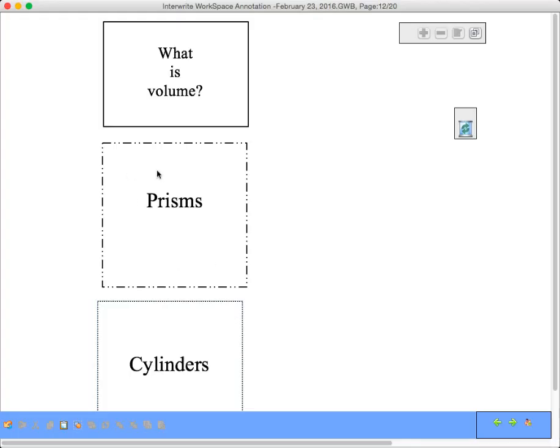of a prism. And that formula is, volume equals the area of the base times the height. So once again, big B is area of base.